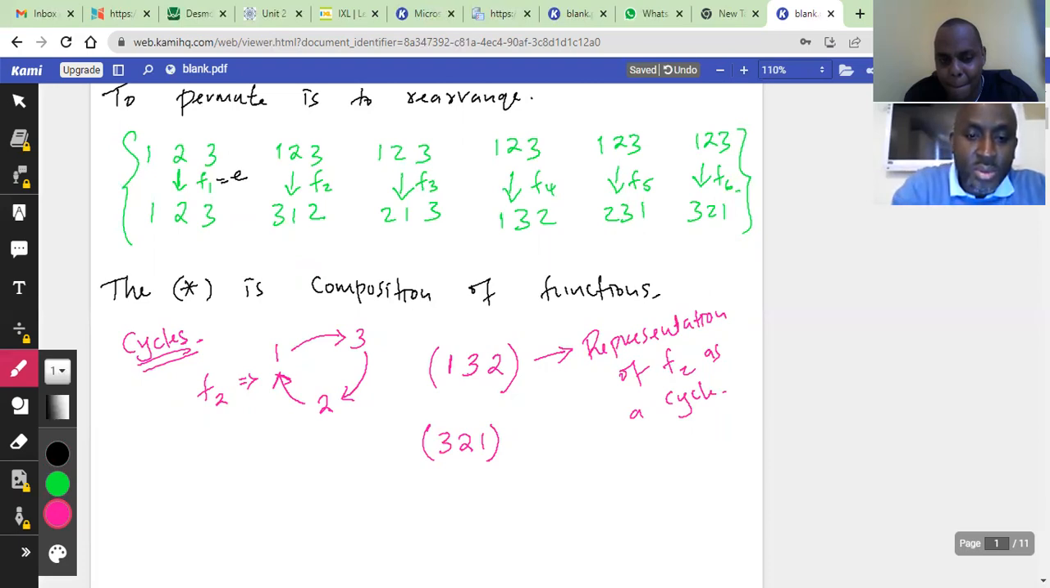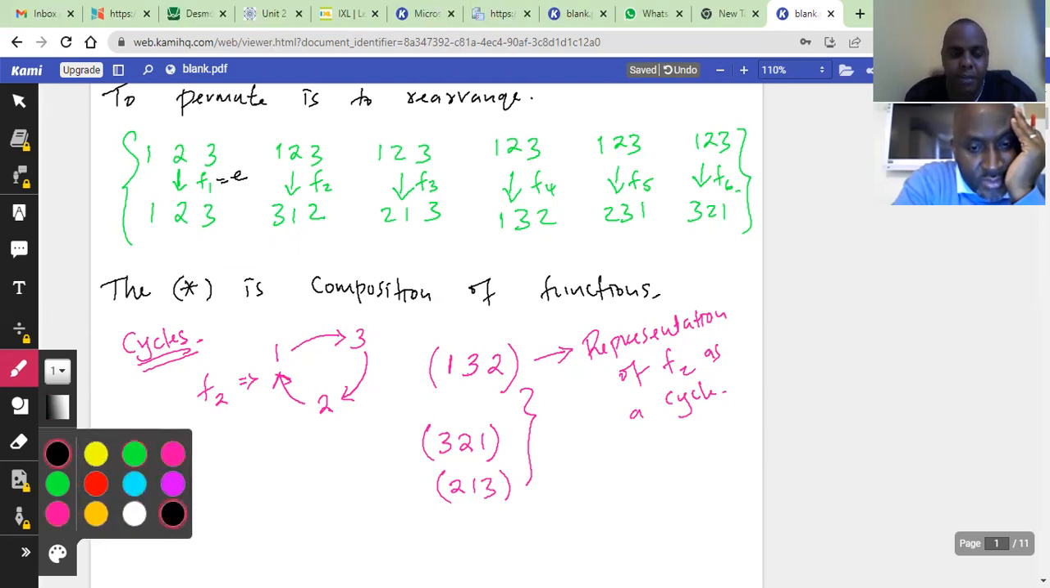3, 2, 1. It looks the same in the reverse way. Think of the cycle 2, 1, 3. Is it not the same cycle? Yes, it looked like the same in the reverse way. Because you see, 2 goes to 1, 1 goes to 3, 3 goes to 2. It's the same cycle.